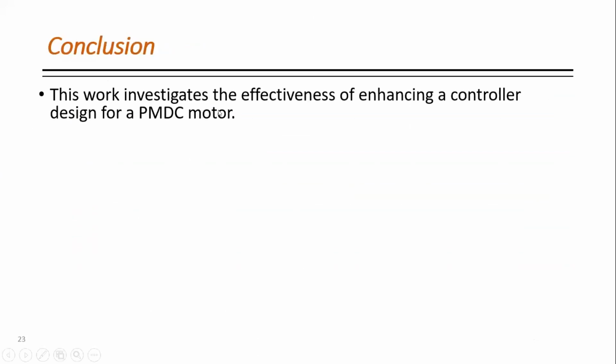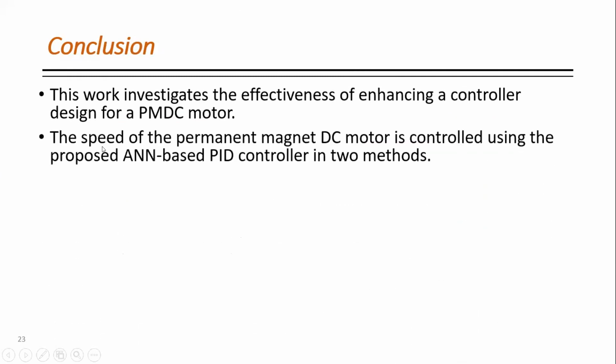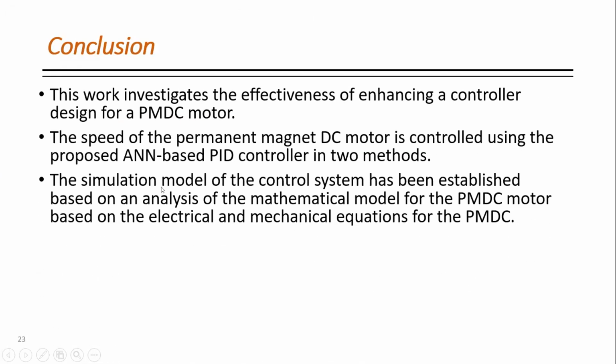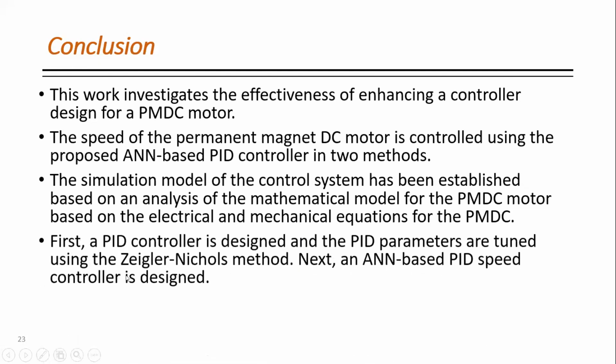The work investigates the effectiveness of enhancing a controller designed for a BLDC motor. The speed of the permanent magnet DC motor is controlled using the proposed ANN-based PID controller in 2 methods. The simulation model of the control system has been established based on the analysis of the mathematical model for the BLDC motor based on the electrical and mechanical equations of the BLDC. First, a PID controller is designed, and then the PID parameters are tuned using the Ziegler-Nichols method. Next, an ANN-based PID speed controller is designed.